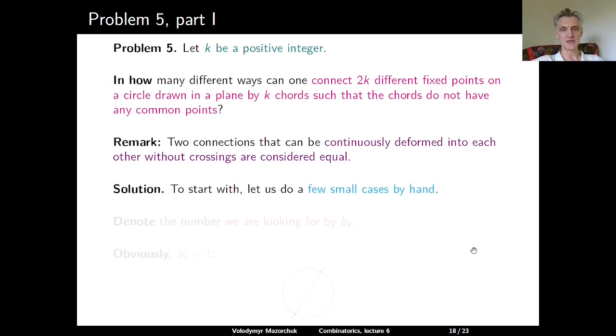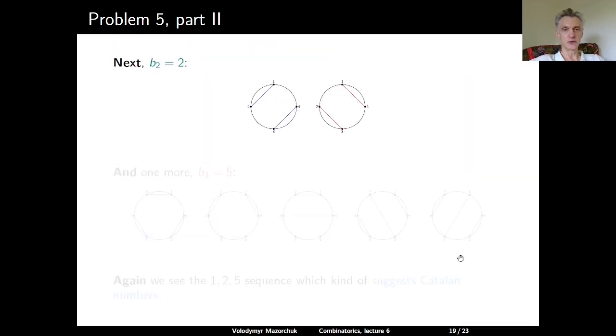And again, to start with, let us do a few small cases by hand. Denote the number we are looking for by b sub k. If k is equal to 1, we have 2 points and there is only one way to connect them by a chord, so b1 is equal to 1. If k is equal to 2, we have 4 points and there are 2 ways to connect them via non-crossing chords.